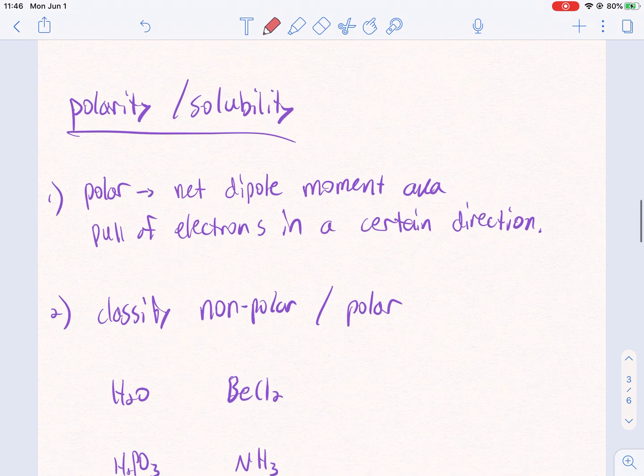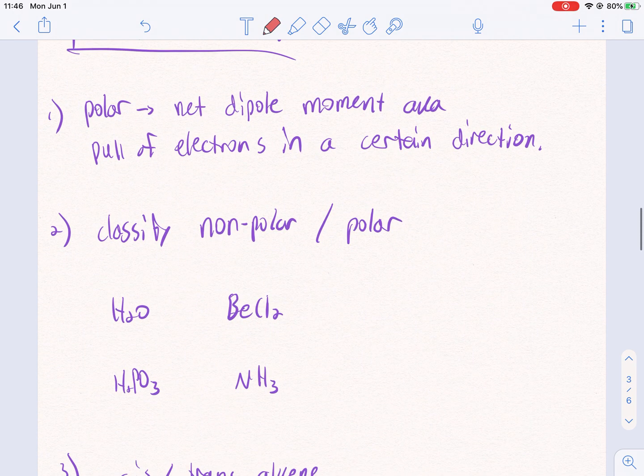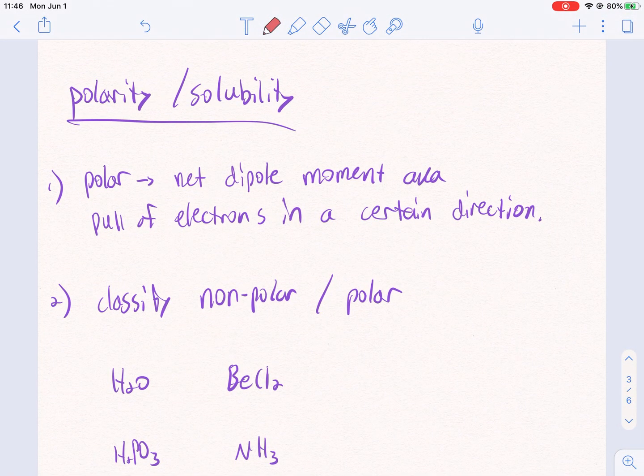All right, let's keep moving. Polarity, solubility. Okay. Let's see how my time is at. All right. I'm gonna make a second video for this one.